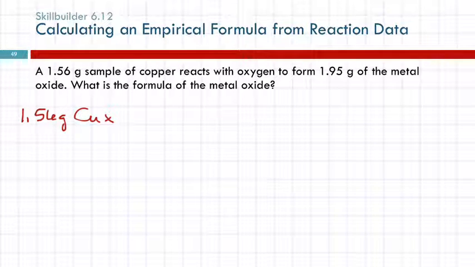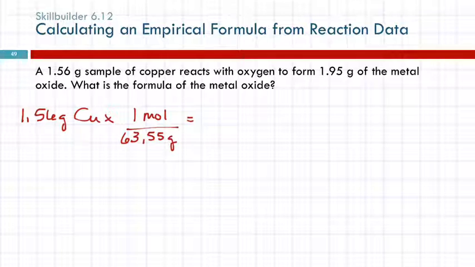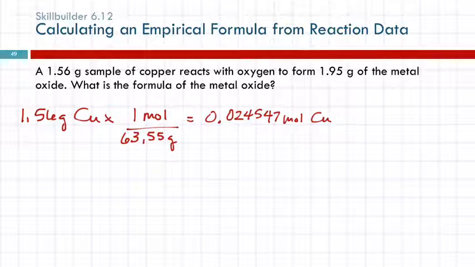Oh, well, we can turn that into moles. 1 mole to 63.55 grams of copper. 1.56 divided by 63.55. 0.0245. That's the minimum number of significant figures. Moles of copper. What's the mass of the oxygen?